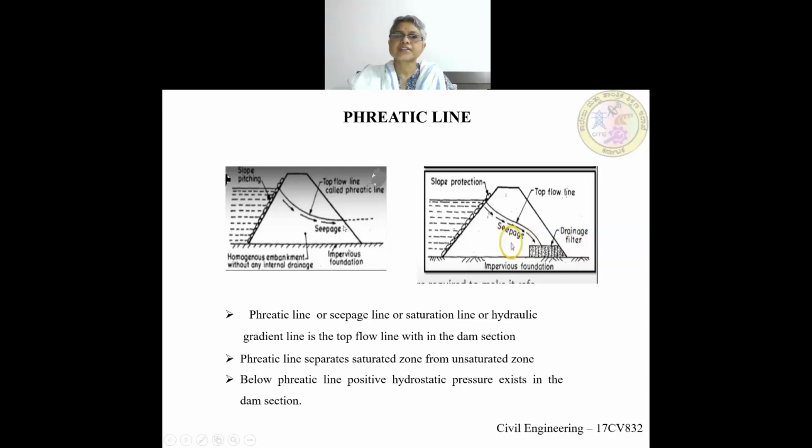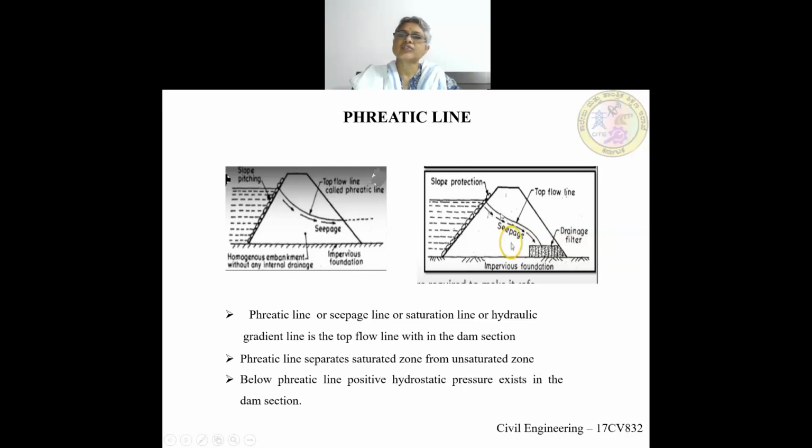But it will saturate the soil here below the downstream side, and it will cause failure of this downstream face. Therefore, a drainage filter will be provided here near the toe. If the drainage filter is provided, then the phreatic line will cut through the drainage filter, and the water gets collected in this drainage filter, so that the toe area is protected.